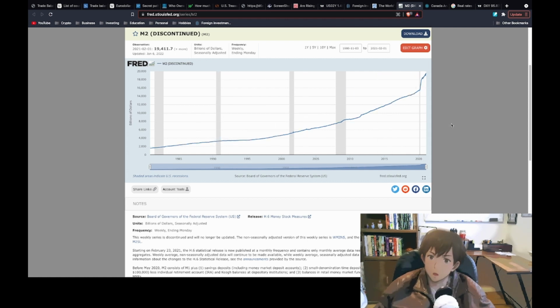So I mentioned this really all ties back to a sovereign spending problem, and you can see here that this is the M2 chart, and it's been going up considerably faster since going into the 2000s, and then around 2020 it just went straight up. So they discontinued the chart, but you can see that this problem is only accelerating.